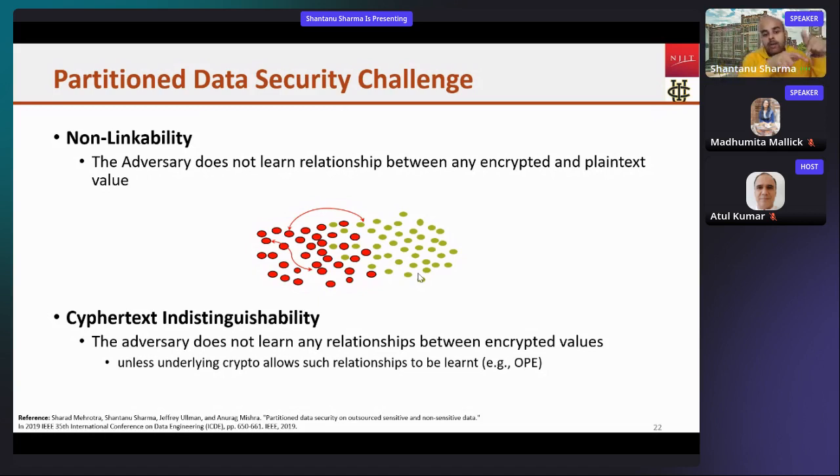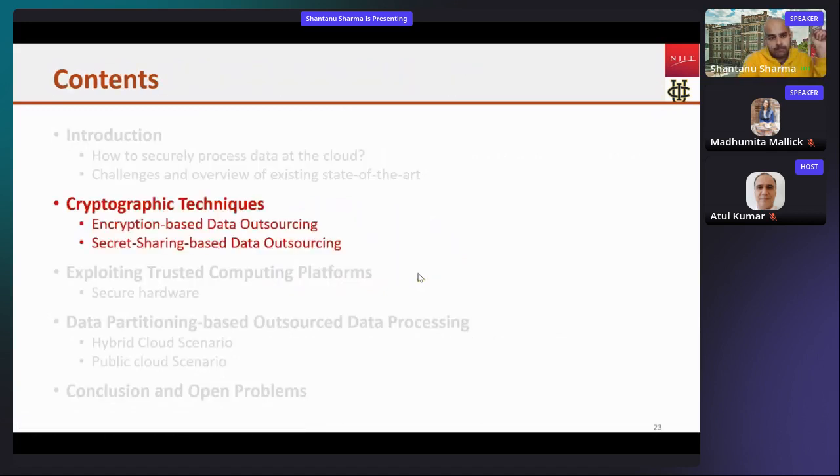And moreover, whenever we execute any query over the encrypted data, the adversary cannot relate any relation, such as greater than, less than, or equal to, among the encrypted values. So these are the two additional challenges that we need to deal with when we partition our data.